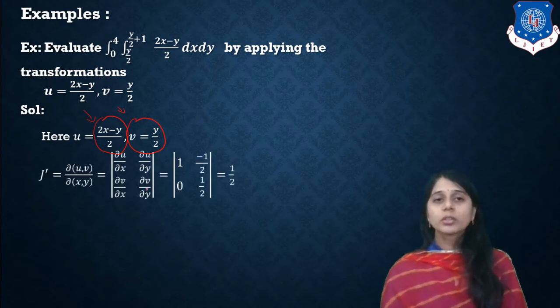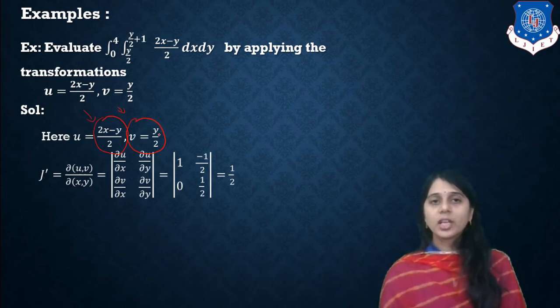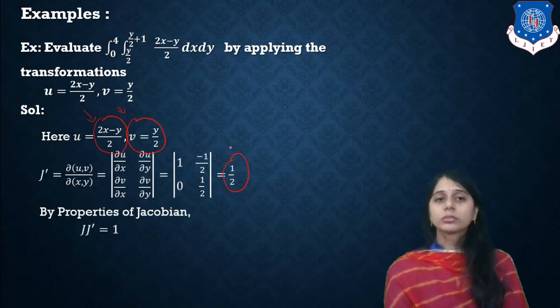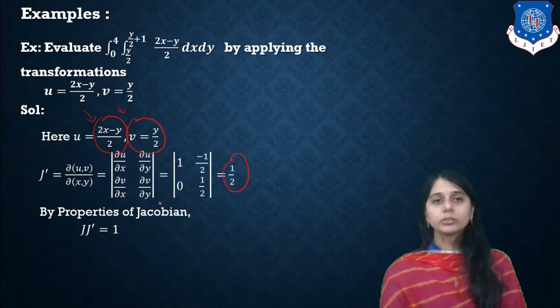Now what is the Jacobian? What is del u by del x, del u by del y, del v by del x, and del v by del y? Del u by del x is 1. Del u by del y is minus 1 by 2. Del v by del x is 0. And del v by del y is 1 by 2. Okay, so we get the Jacobian as 1 by 2. By the property of the Jacobian, J dash equal to 1 by J, so we get 2.